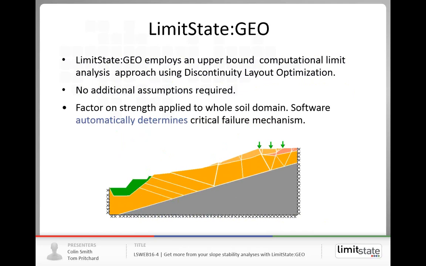Now, LimitState GEO software, which we'll be looking at in a moment, essentially employs an upper bound method using an approach called discontinuity layout optimization. No additional assumptions are required. You just click the button and solve, essentially. And it can determine a factor of strength applied to the whole soil domain. And what the software does is automatically determine a critical failure mechanism.